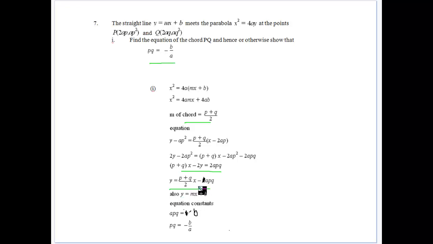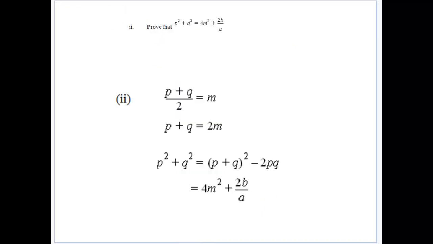Now if that's the case as well, we know that (p plus q) on 2 would be equal to m, because that's in front of the x, and apq would be equal to the b. So if that's the case, minus apq would be equal to b, or apq would be equal to minus b, so pq is equal to minus b on a. So we're able to manipulate all those around to suit our purposes.